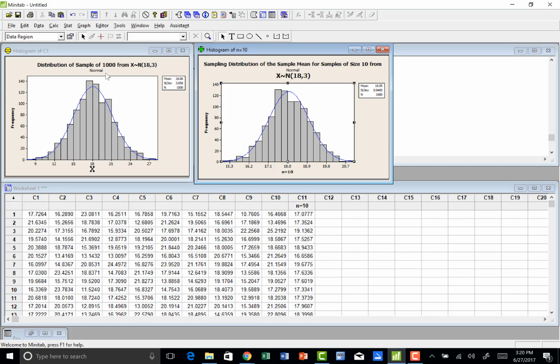Now, you're going to see the progression for yourself as we look at this. So just to be thorough, I'm going to go to a sample size of 30 for this normal distribution.